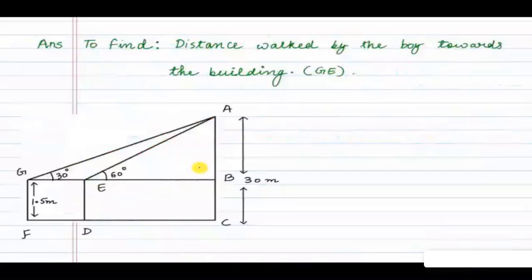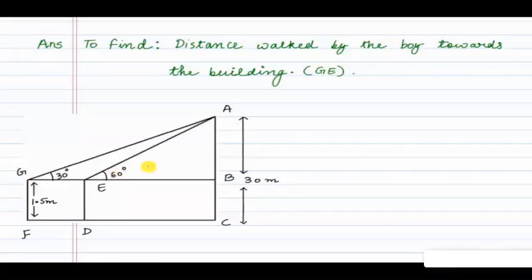So first let us understand the question with the help of our figure. Here in this question we have a building AC which is 30 meters high. We have a boy represented by GF, who is 1.5 meters tall. This boy, from his position, observes that the angle of elevation of the top of the building is 30 degrees. Then the boy walks some distance and reaches position ED, and from this position he observes that the angle of elevation of the top of the building is 60 degrees.